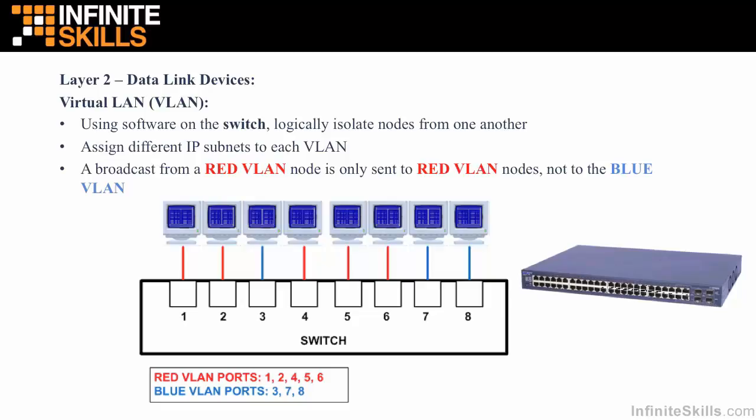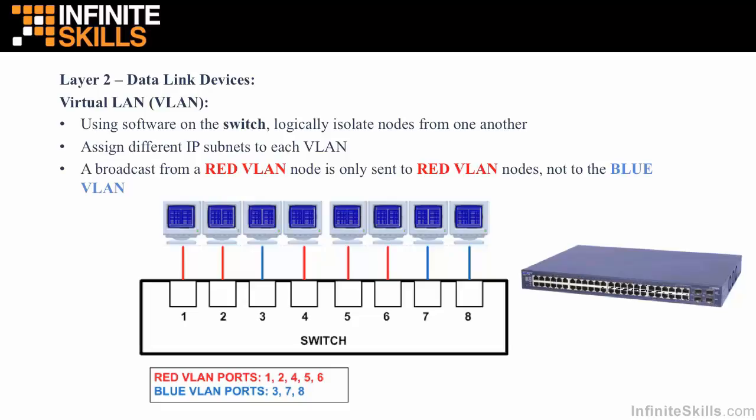So we can say that in this example we have the red VLAN and the blue VLAN. These are logical assignments that I'd go into some administrative or management console on the switch, and I would say these ports are going to be red VLAN and these other ports are going to be blue VLAN. And there are different implementations of how this actually operates. It could be done by MAC address, but typically it's done by the port number itself. We could say that ports 1, 2, 4, 5, and 6 are red VLAN, and they are going to be logically isolated from ports 3, 7, and 8.